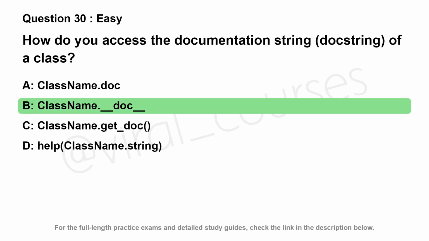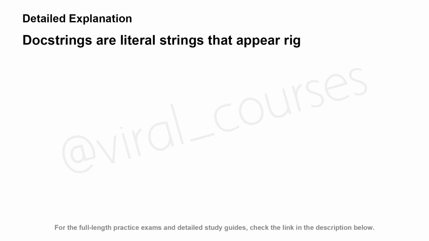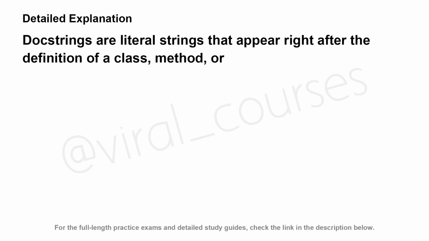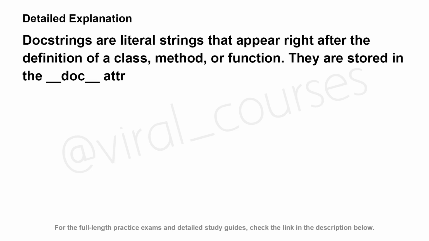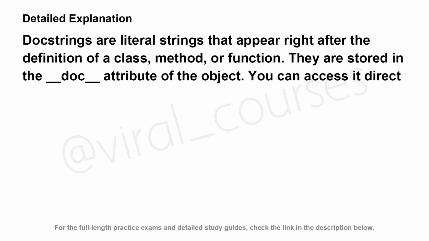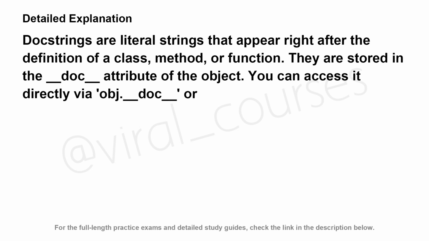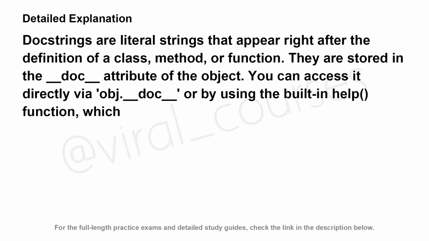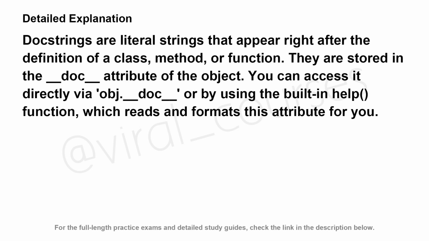The correct answer is B. Docstrings are literal strings that appear right after the definition of a class, method, or function. They are stored in the __doc__ attribute of the object. You can access it directly via obj.__doc__, or by using the built-in help function, which reads and formats this attribute for you.